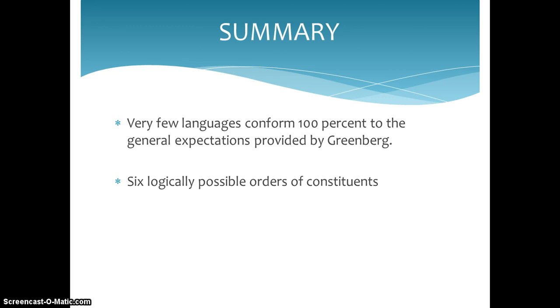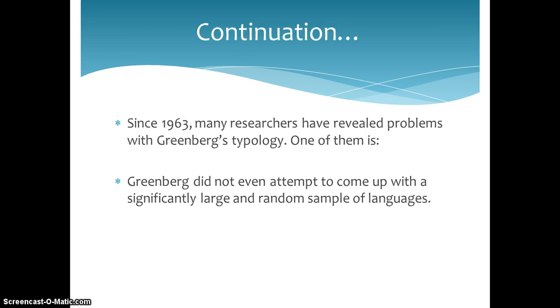And we have six logically possible orders, which are SOB, SBO, BSO, BOS, OSB, OBS. Since 1963, many researchers have revealed problems with Greenberg's typology. One of them is that Greenberg did not provide examples of the order of languages.